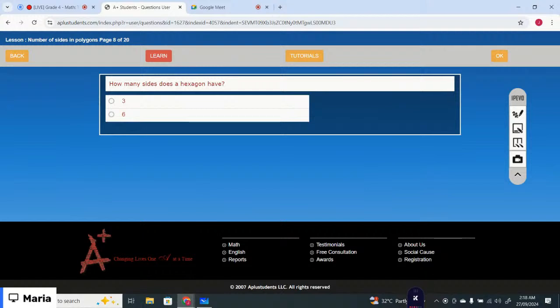How many sides does a hexagon have? So which is the correct option? A hexagon has six sides. So the correct option is six. Option number two is the correct option.